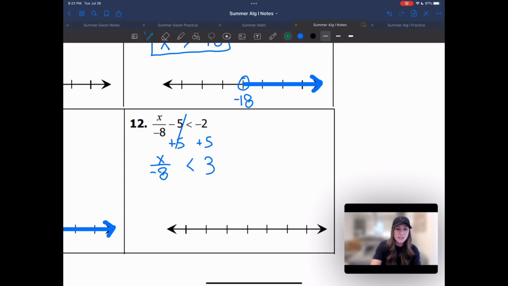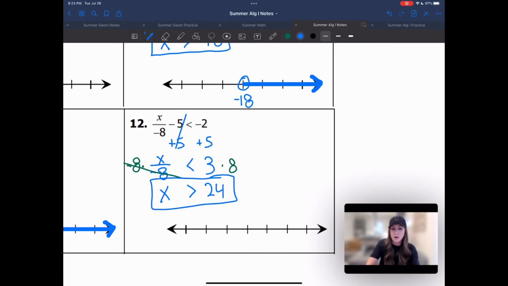And then we know to get rid of that -8, we multiply both sides by -8. And like we put in the notes above this, if you multiply or divide by a negative on both sides, then you're going to flip your sign. Okay, so these will cancel, and we will be left with x is greater than, got to flip it, that would be 24. Okay, so let's put our 24 on our number line, open circle, and greater than 24 is going to be to the right.